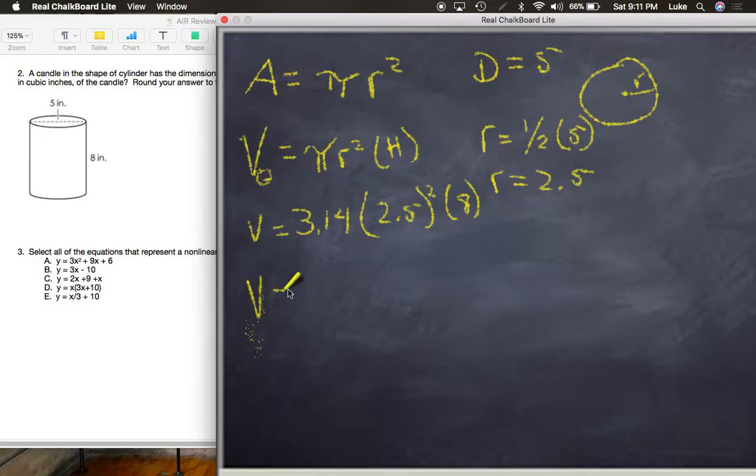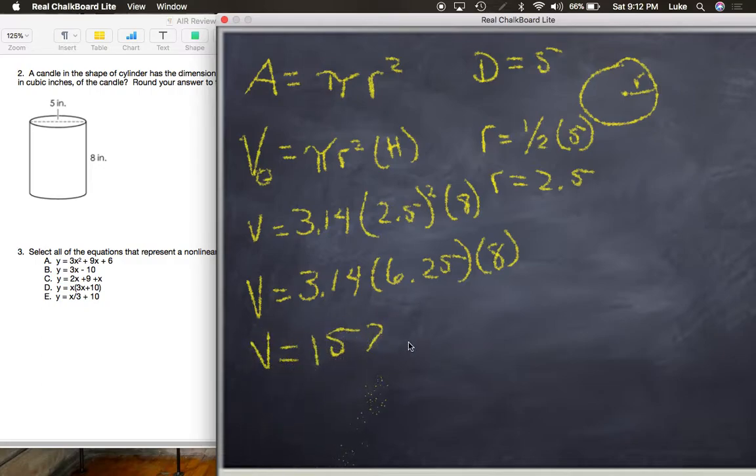So we're going to say that the volume right now is 3.14 times 2.5 squared, which is 6.25. If you have a calculator, you can find that out. Now, if we multiply 6.25 times 3.14 and then multiply it again by 8, we're going to get a nice round number of 157 cubic inches. And remember, since we are finding volume, it is mentioned in terms of cubic units. So that's our answer. The volume of our candle is 157 inches cubed.